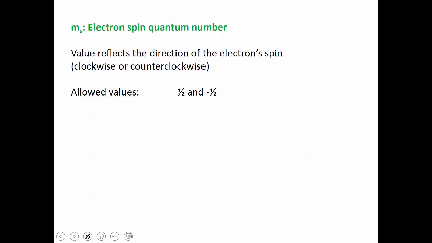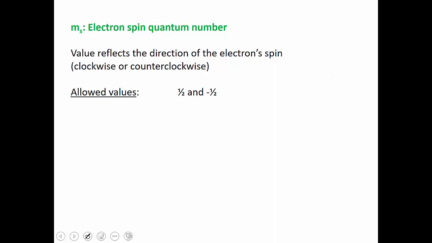Our last quantum number, the m subscript s, or the electron spin quantum number, is defining which of the two electrons we're talking about. So each orbital has a capacity for 2 electrons, and each electron then needs to be defined. So we define which electron we're talking about in this quantum number, and it either has a positive half value or a negative half value.